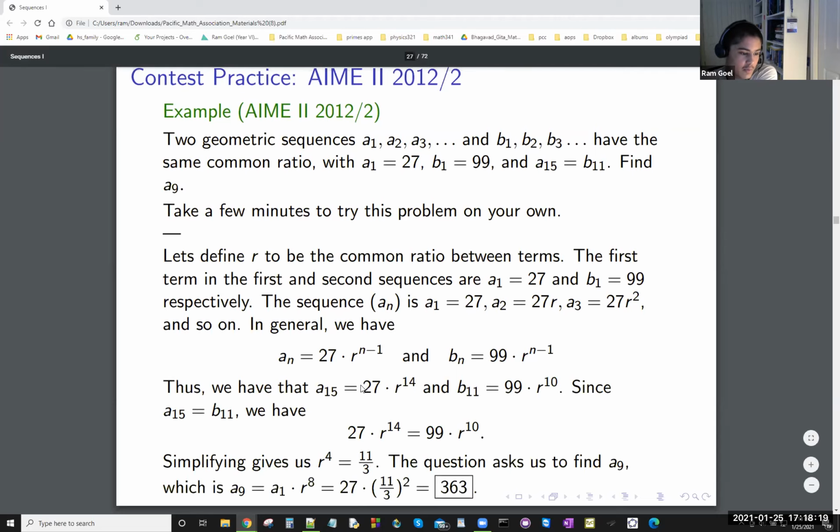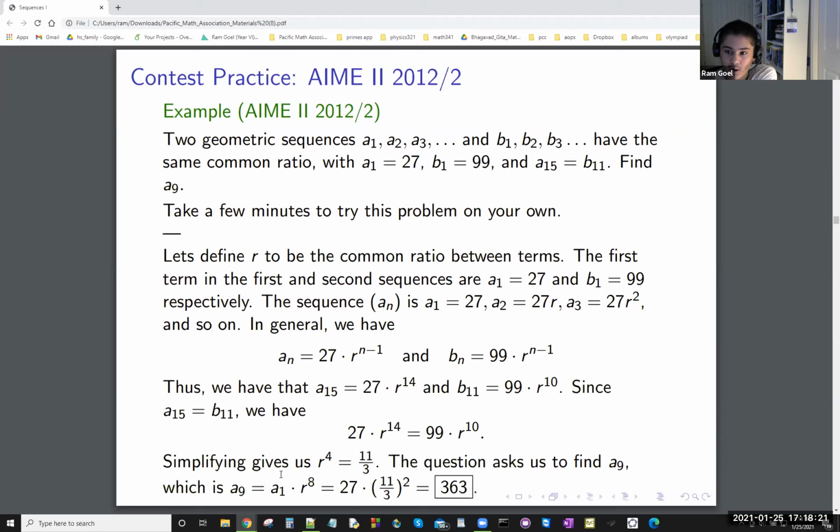So 27 times r to the power of 8, a1 times r to the power of 8. And we're given r, and we figured out r to the 4th is 11/3. So it's 27 times 11/3 squared, which is 363.